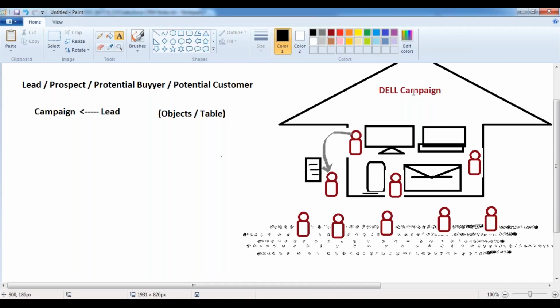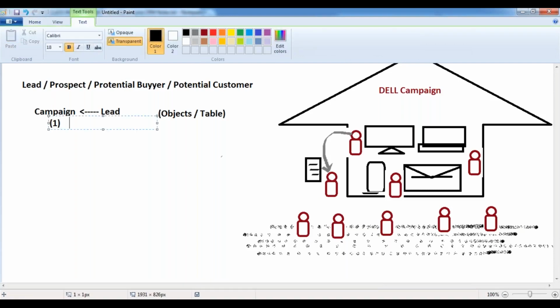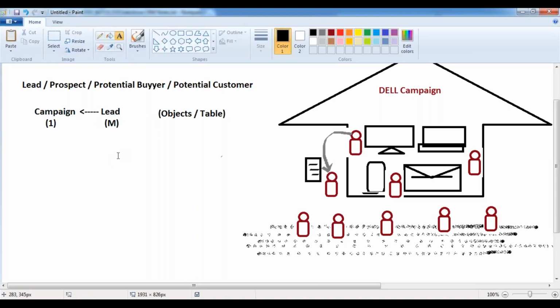By conducting one campaign, we can capture multiple leads' information, since multiple people will visit the campaign in one day. So between campaign and lead, we have a one-to-many association. That means campaign is the parent and lead is the child, because one parent can have multiple children. One campaign is used to capture a larger number of leads' information.